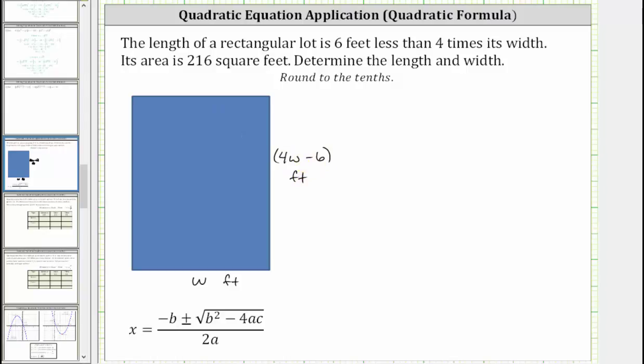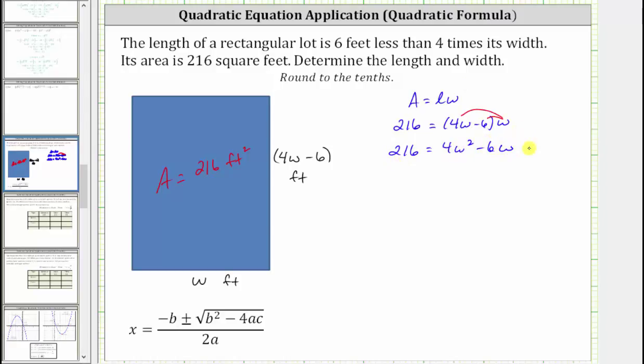And we're told the area, which is equal to length times width, is 216 square feet. Again, because the area of a rectangle is equal to length times width, we know in this case, 216, the area, must equal the length, the quantity 4w minus 6, times the width, which is w. And now let's clear the parentheses on the right by distributing w. This gives us the equation 216 equals 4w squared minus 6w.